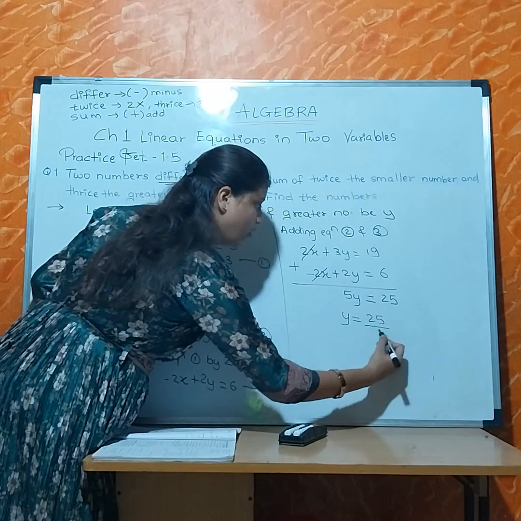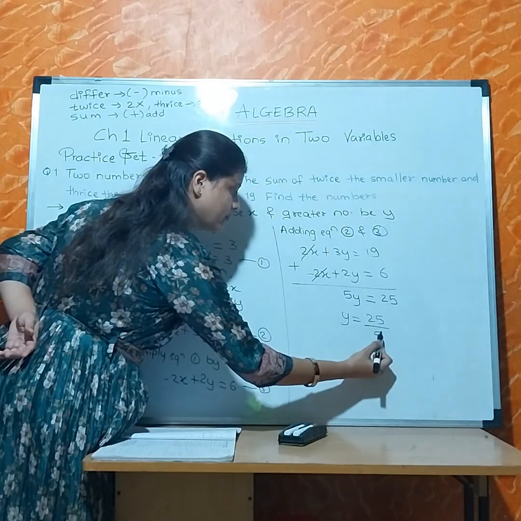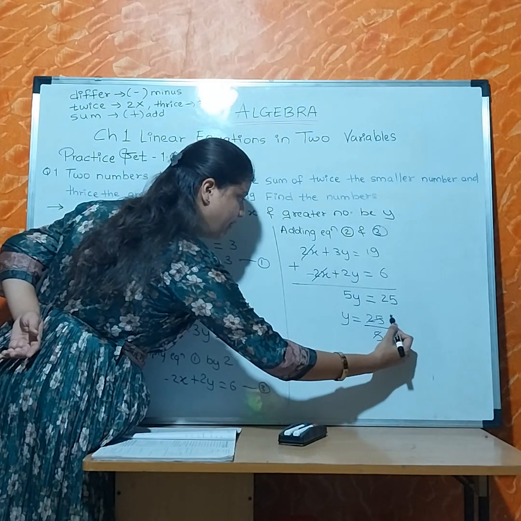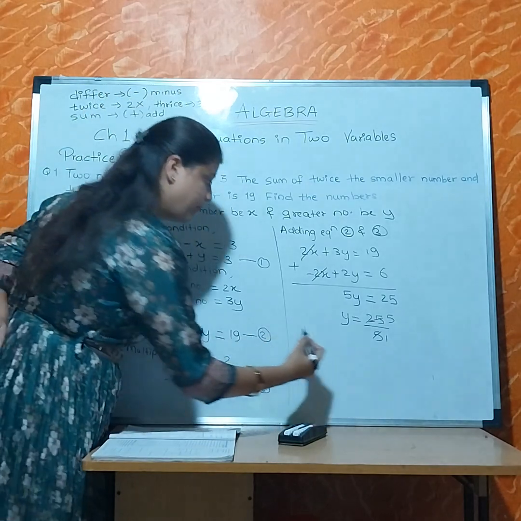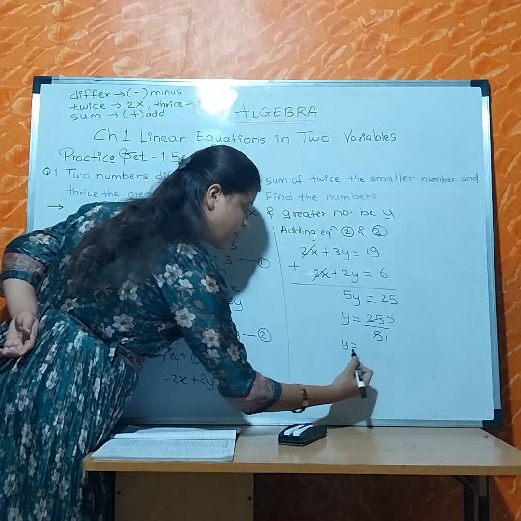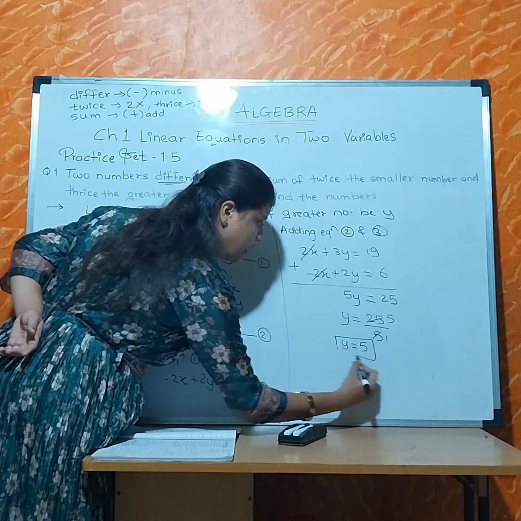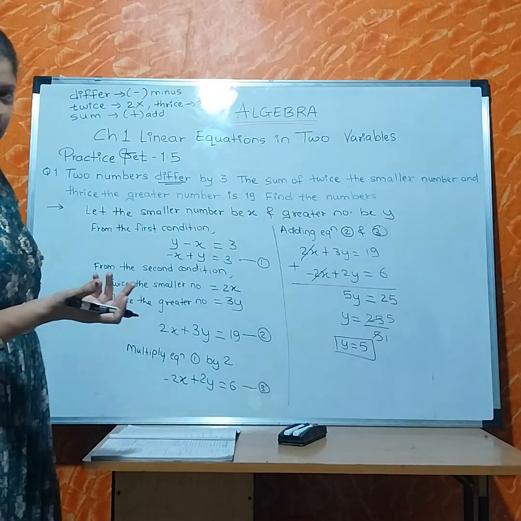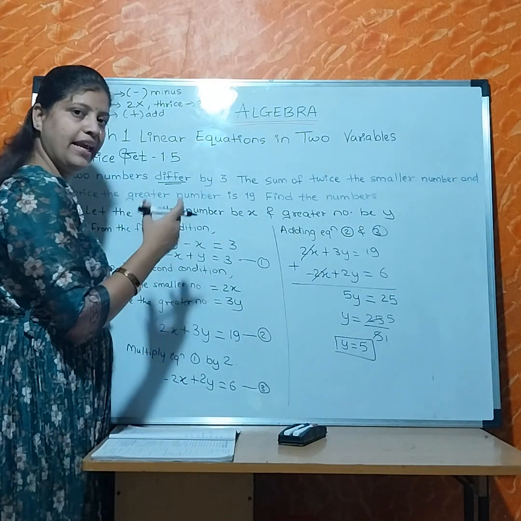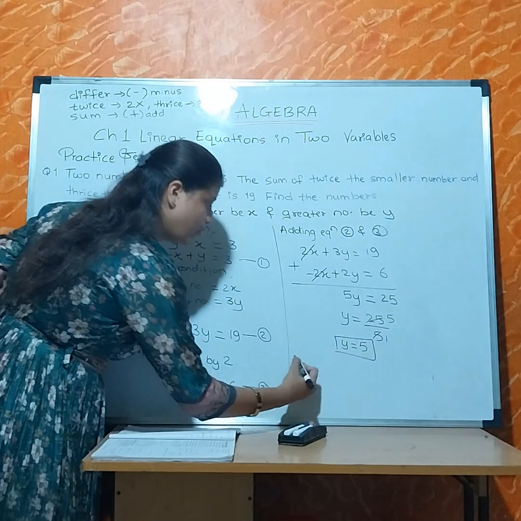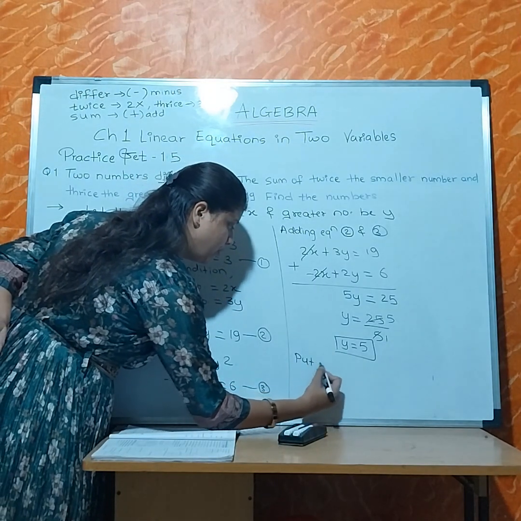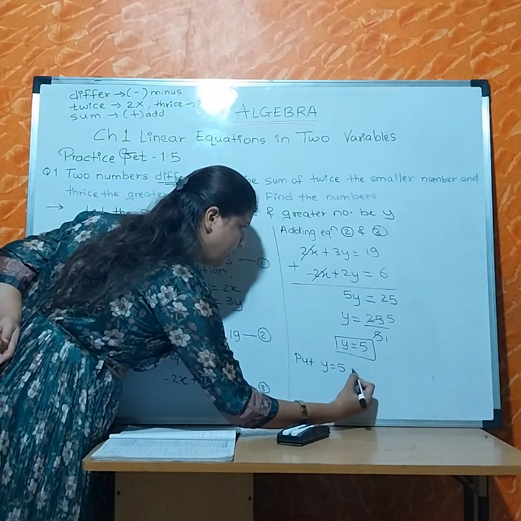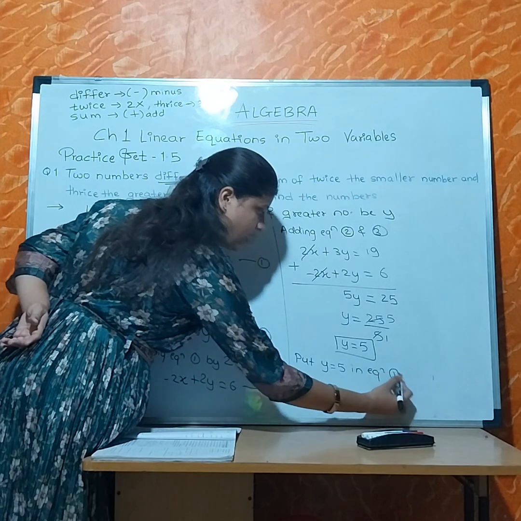This 5 here will go in division form. 5 ones are 5 and 5 fives are 25. So we get the value of y, which is 5. Now to find the value of x, we have to substitute this y in any of the equations, right? So put y is equal to 5 in equation number 1.